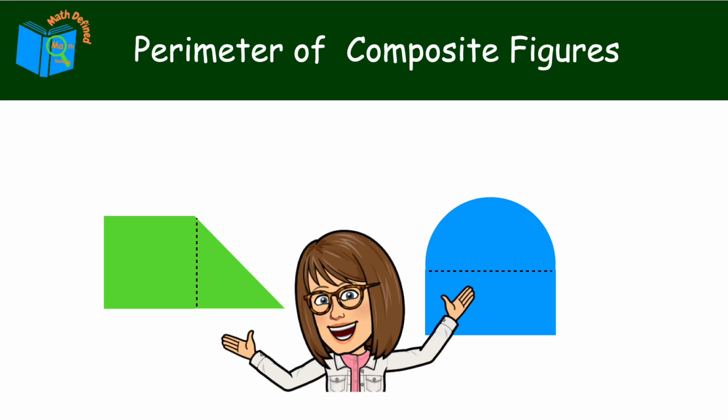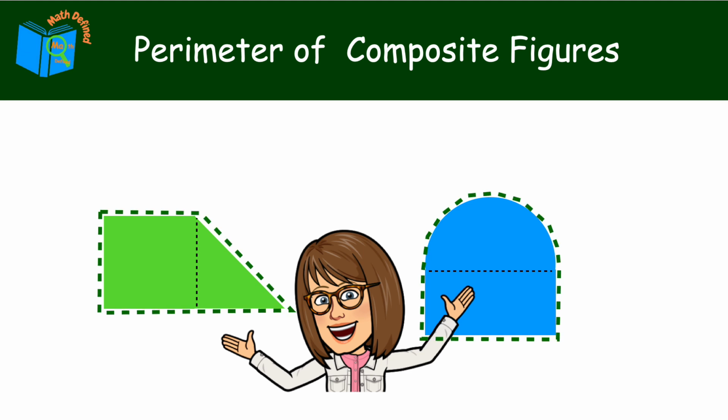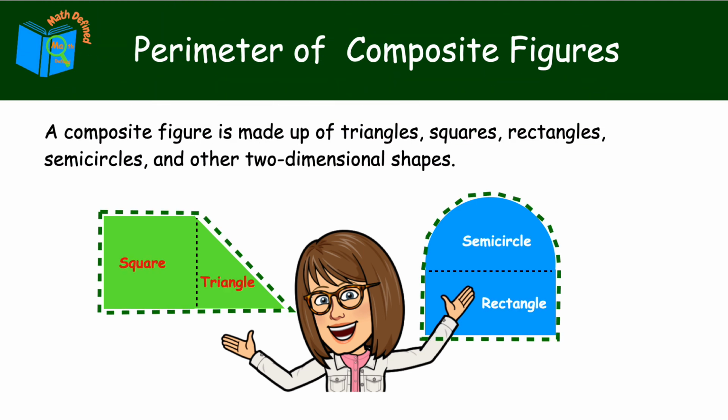Today we're exploring how to find the perimeters of composite figures that are made up of two or more simple shapes. It may seem tricky at first, but don't worry, we'll take it one step at a time and you'll see how simple it really is.